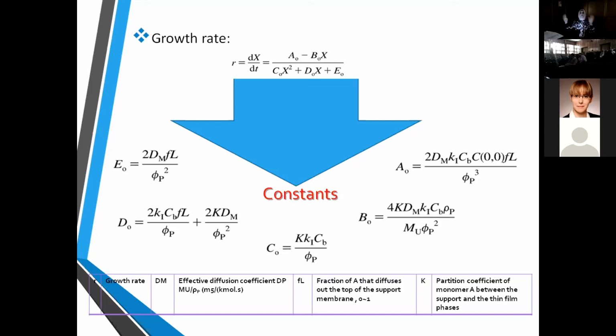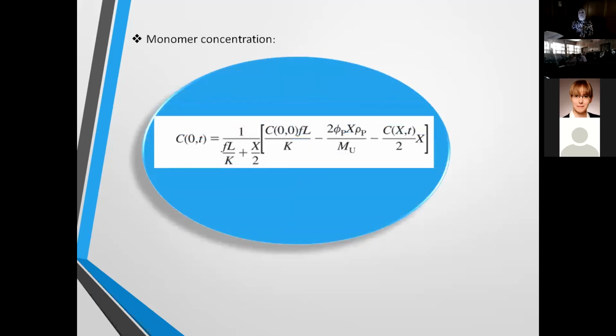So we substitute these constants in the main equation to get a relationship between R, the growth rate, and the polymerization time. The last equation is to calculate the monomer concentration. All of these terms we also discussed before.